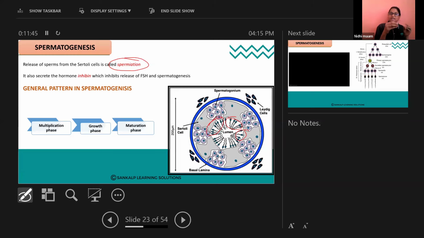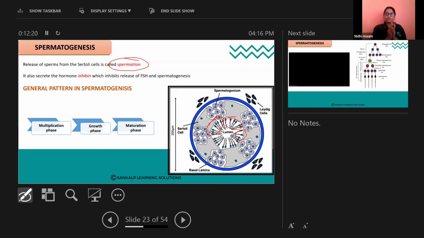These will not be separated from the Sertoli cells. Sertoli cells ಅದಕ್ಕೆ nutrition ಅನ್ನ provide ಮಾಡ್ತಿರ್ತವೆ. So these sperms will be attached to the Sertoli cells like this, right? So the release of the sperms from the Sertoli cell, ಅದಕ್ಕೆ ನಾವೇನಂತ ಕರಿತೇವೆ? Spermiation ಅಂತ ಕರಿತೇವೆ. Next, in this spermiation also the Sertoli cell works. It also secretes the hormone named inhibin, which inhibits release of FSH and spermatogenesis.